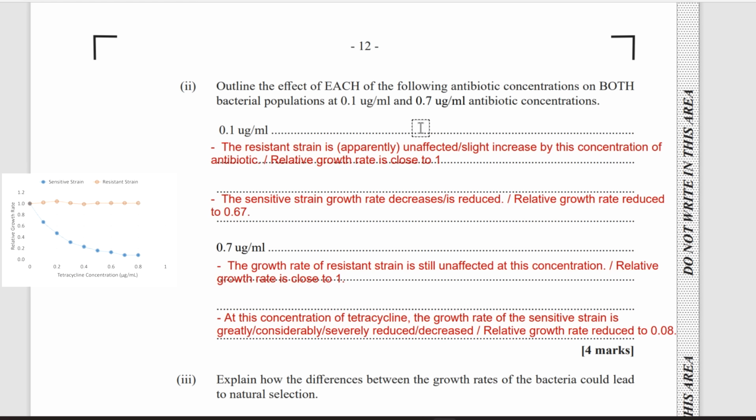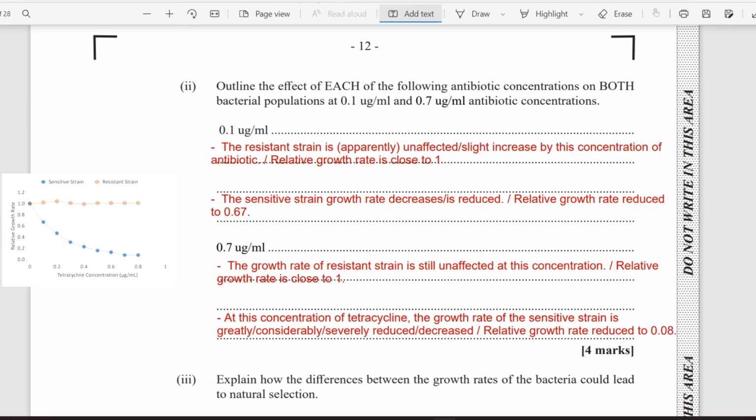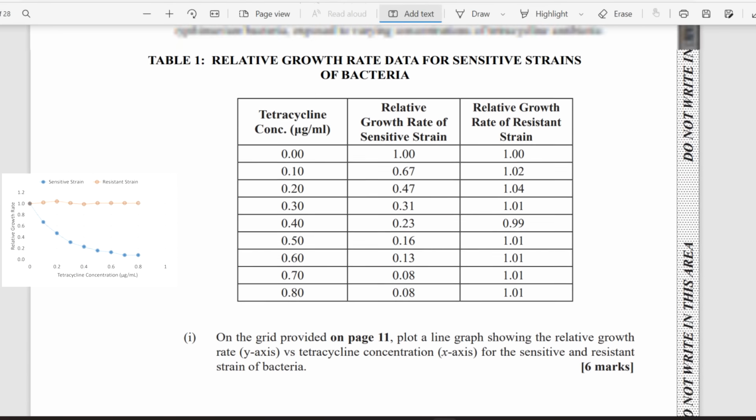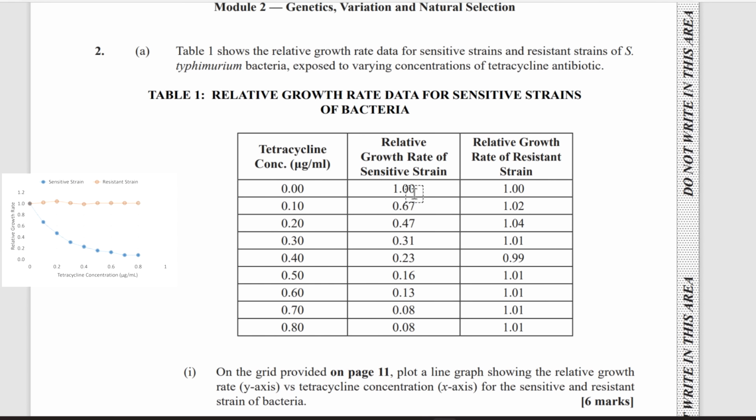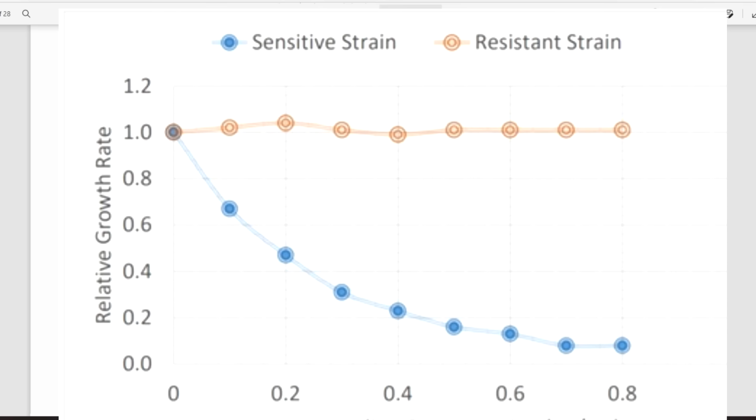So when they say outline, try to put some numbers in there, like what the growth rate is about, what it ends up as, things like that. So that's the concentration of 0.1 microgram per milliliter, and that's the resistant strain. Now the sensitive one: you see that the rate is greatly reduced. The more antibiotic you add, the more it drops. And at the end of this, it dropped to 0.67. Initially it was 1, and just by adding 0.1 microgram per milliliter, it dropped to 2/3 of this amount.